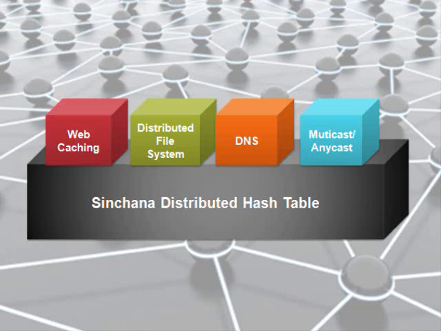The Sinchana distributed hash table serves as a middleware for distributed applications. It can be used for many scalable distributed applications and to build more complex services such as anycast, cooperative web caching, distributed file systems, domain name services, messaging, multicast, and also peer-to-peer file sharing systems and content distribution systems.